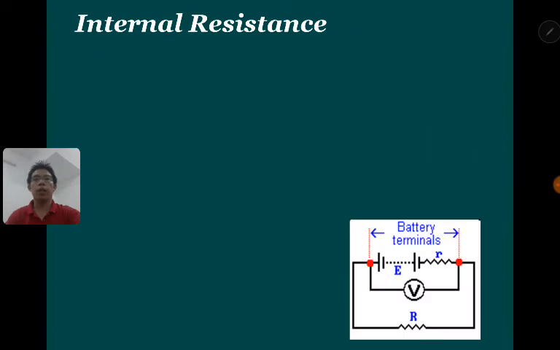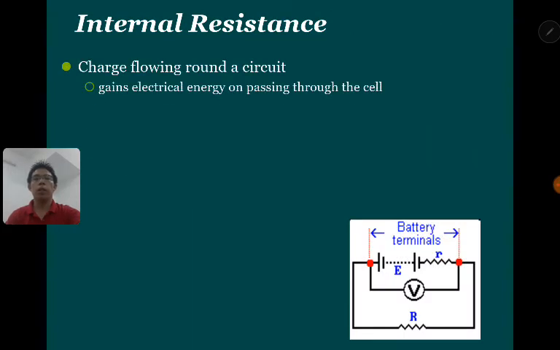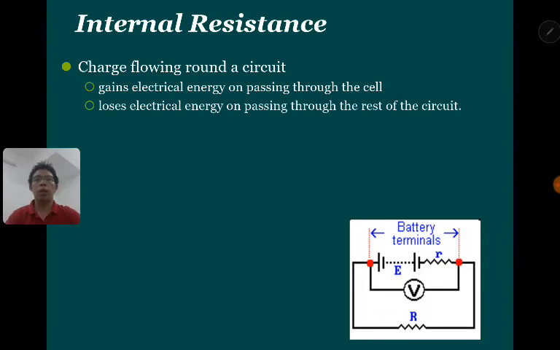Once we understand this, now we look at how, as current or charge flows through a complete circuit, it will gain electrical energy as it passes through the cell, and it will dissipate this energy as it passes through the rest of the circuit. So we have a supply in the battery, and as it flows past the resistor, the lamp, or any other components around the circuit outside the battery, it will lose its energy.